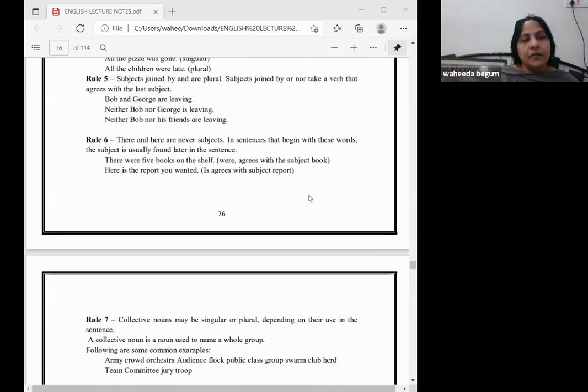There and here are never subjects. In sentences that begin with these words, the subject is usually found later in the sentence. There were 5 books on the shelf. Example: were agrees with the subject books. There were 5 books on the shelf. Here it is not there that is agreeing, sorry, were is agreeing with the subject, that is the books. They are in plural form.